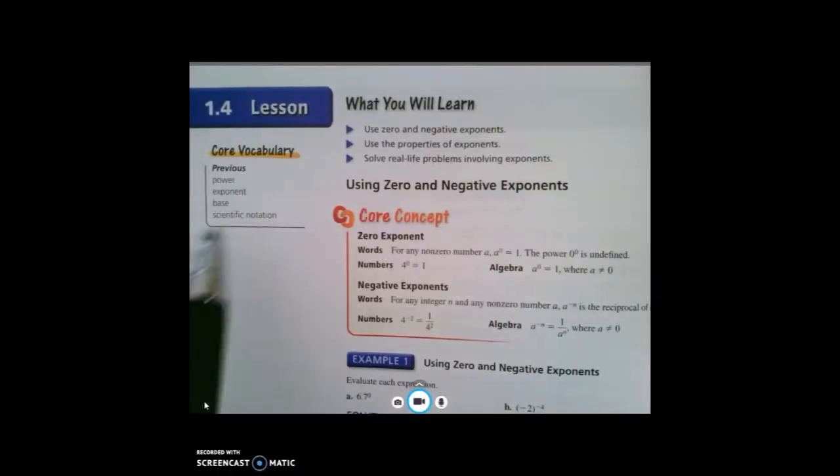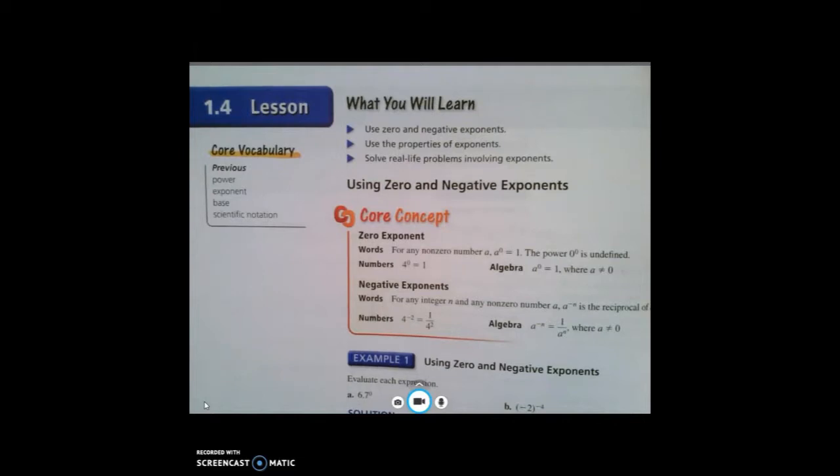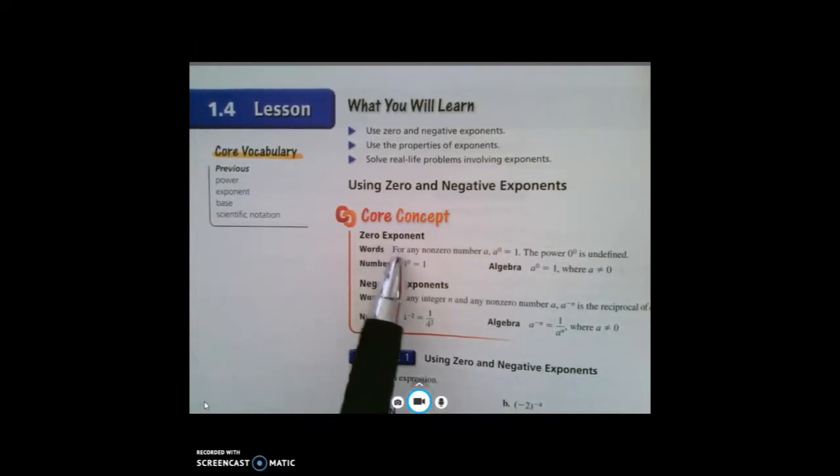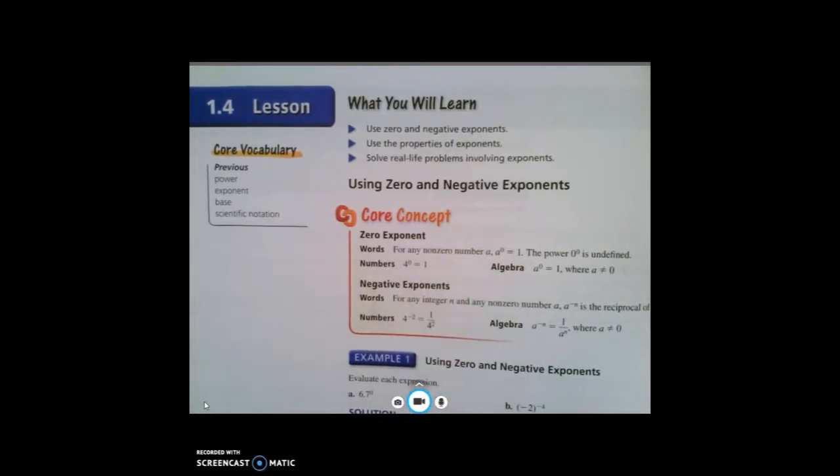All right, students, this lesson will be about 1.4, which is the rules of exponents. Now, there's a lot of rules of exponents. They're going to start with the zero exponent and tell you what it is. What I'm going to try to do here is sort of explain why it is.